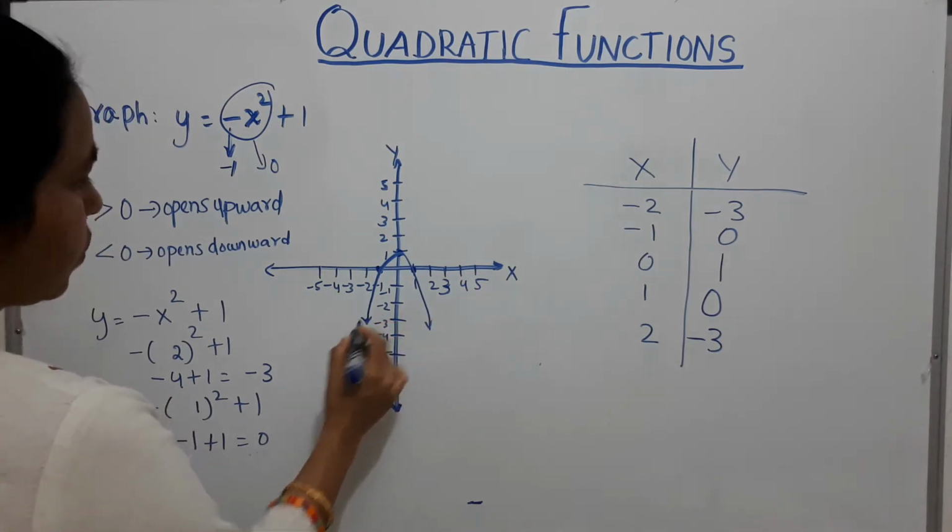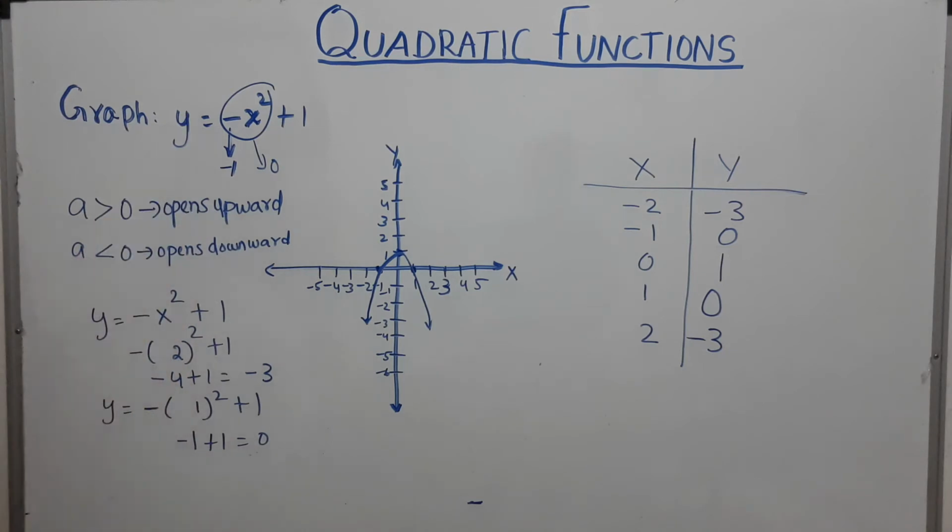Okay, so this is also when there is a negative sign in front of the x squared term, you can immediately conclude that the parabola opens downward. If it is positive, then it opens upward. Okay, this is how we can graph the quadratic function.